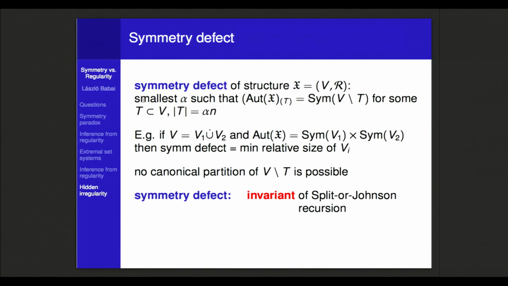So what do I call symmetry defect? A subset, so that if I pointwise fix that subset, then on the rest, the action of the automorphism group will be the symmetric group. And I take the smallest such subset. So the relative size of the smallest subset, which if I fix pointwise, then on the rest I have complete symmetric group action, that's the symmetry defect. By the way, this is an easily computable quantity.